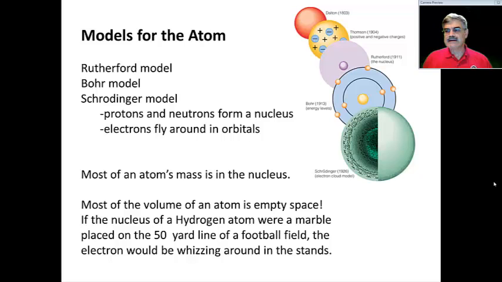Now, to give you some idea, because when we're talking about atoms, things are so small that it's oftentimes hard for us to even rationalize this. If a hydrogen atom were the size of a marble and were placed on the middle of the 50-yard line of a football field, the electrons would be swarming around, whizzing around the stands. Just to give you some idea of the dimensions and the fact that most of an atom is empty space. Most of it is empty space. It has a dense nucleus and then electrons whizzing around in a cloud.